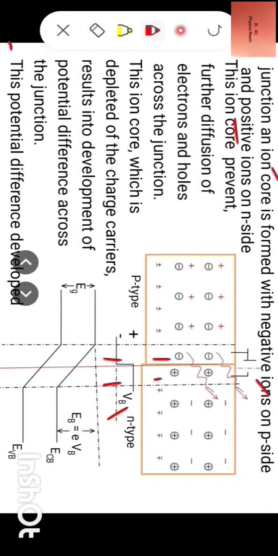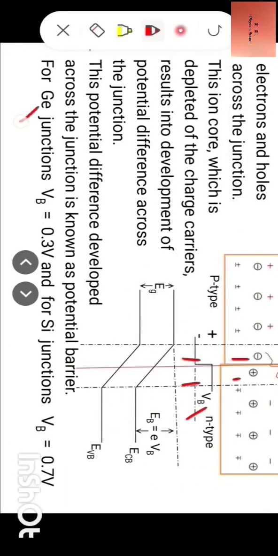Now this potential difference VB: for germanium junctions VB is 0.3 volt and for silicon junctions VB is 0.7 volt. Look at the energy level diagram. This is the energy level diagram.